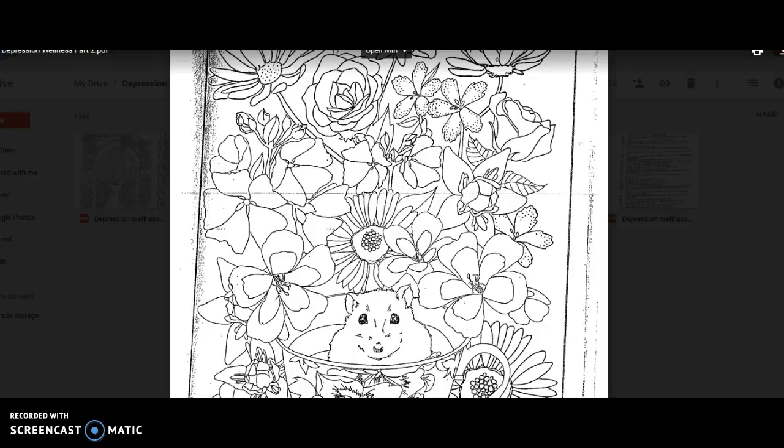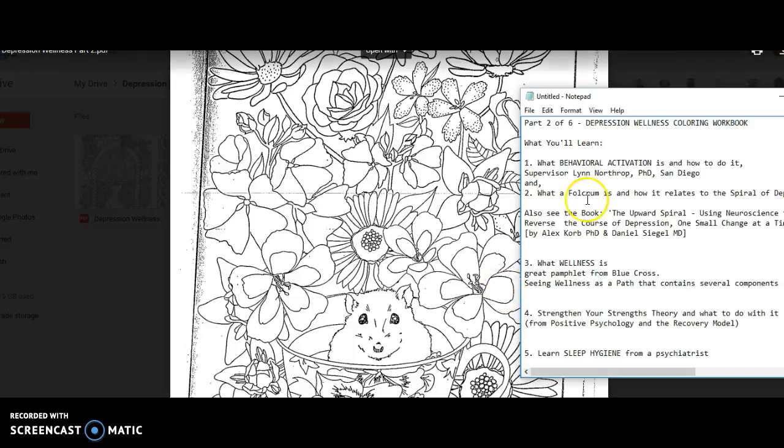So this one's got several different things in it. Here's what we're going to learn. We're going to learn what behavior activation is and how to do it. This is what I learned from one of the supervisors I had in San Diego, Lynn Northrup. What a fulcrum is and how it relates to the spiral of depression. We're also going to take a look at the book, The Upward Spiral, using neuroscience to reverse the course of depression, one small change at a time.